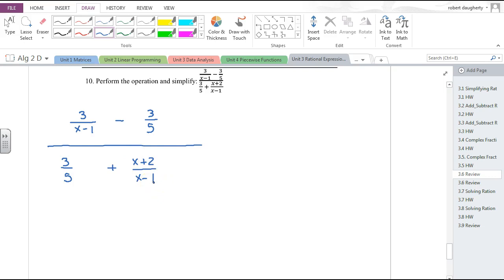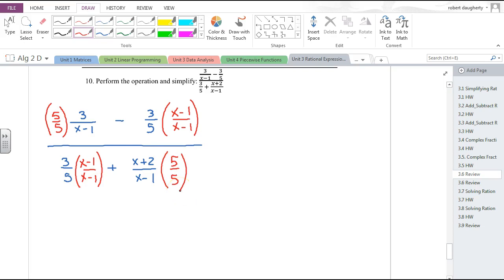Okay. It looks like the common denominator is going to be 5 times x minus 1. So if I multiply this expression by 5 over 5, that gives me the common denominator. Multiply the 3/5 by x minus 1 over x minus 1. On the bottom, I multiply the 3/5 by x minus 1 over x minus 1, and multiply the x plus 2 over x minus 1 by 5 over 5. When I do this, every place you see has the same denominator, 5 times x minus 1. So it's just a matter now of staying organized.